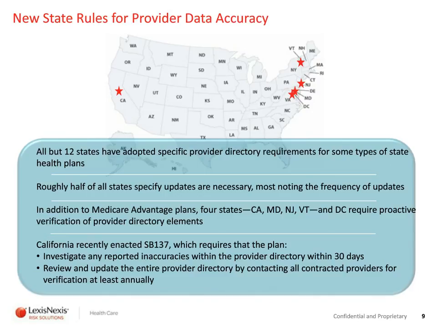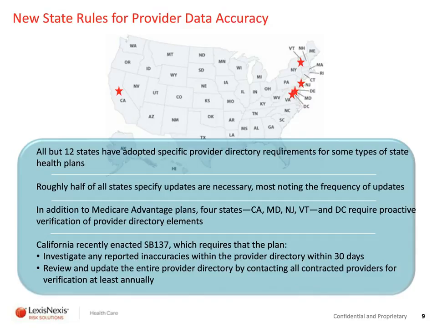I mentioned in the intro that CMS has requirements, and now these are starting to trickle down to the states. All but 12 states have adopted specific provider directory requirements for at least some type of state health plan. Roughly half of all states specify that updates are necessary, mostly noting the frequency updates must be conducted. In addition to Medicare Advantage plans, 4 states and DC require proactive verification of provider directory elements.